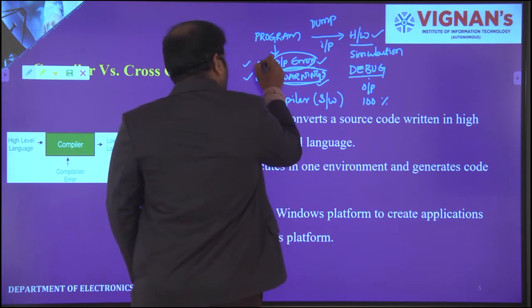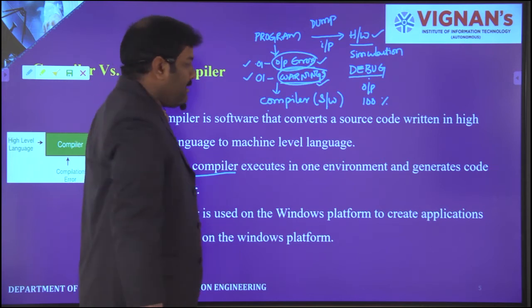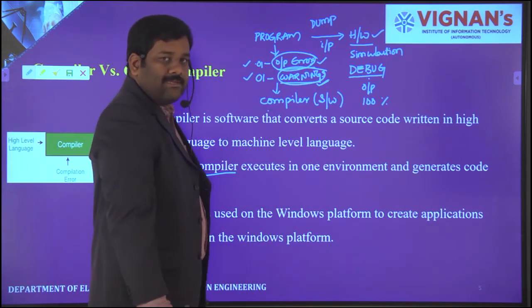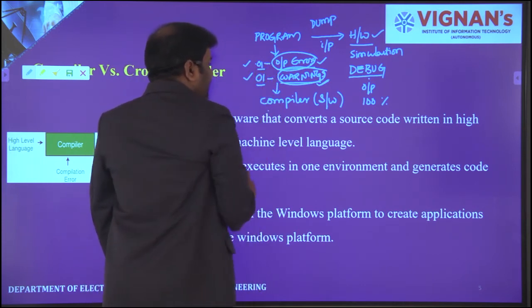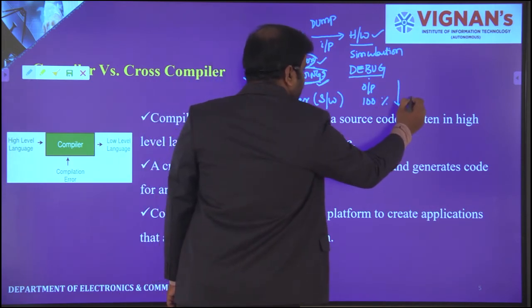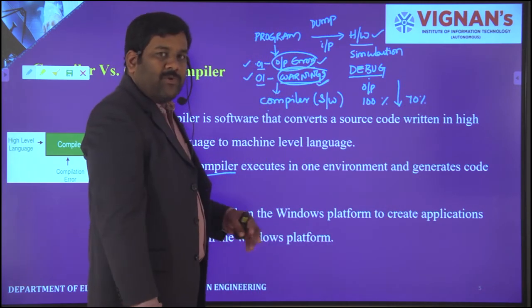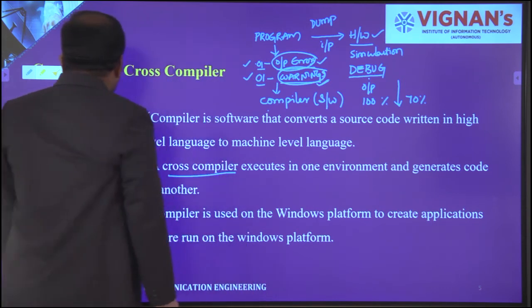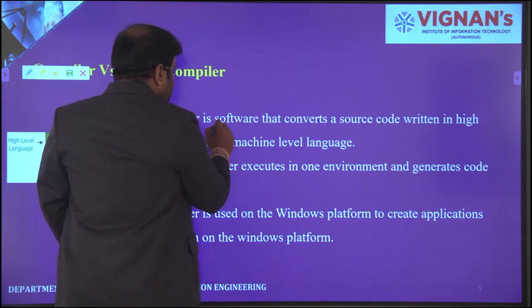If not, you have one error or one warning, either an error or a warning. Sometimes warnings may be tolerated, but errors will never be accepted. Whenever you have one error or one warning, the output efficiency will be reduced to 70%, or simply the output that you are expecting will not be executed at all. If it is a compiler, it will be implemented in software only.